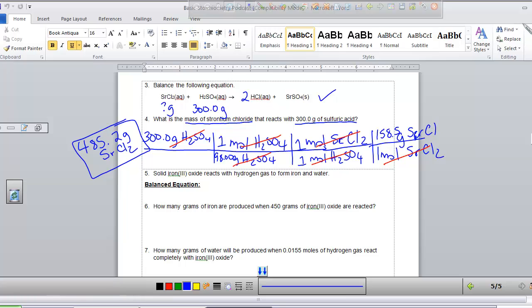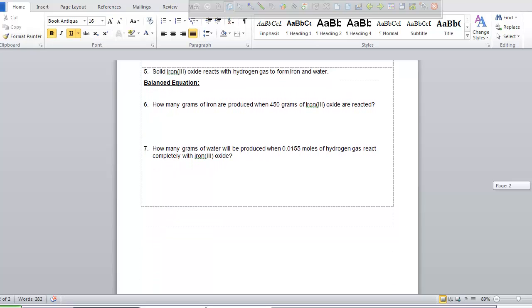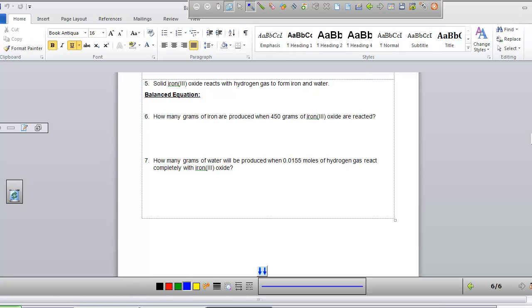Great job. Okay, now let's move on to the next one. The next one talks about solid iron, and it's iron 3 oxide. The 3 in parentheses refers to its oxidation number. So you have iron 3, and oxide refers to oxygen, which has a -2. Then we'll use our crisscross method. So when you write it, it kind of looks funny because it's Fe2O3, but it's actually an iron 3 oxide.